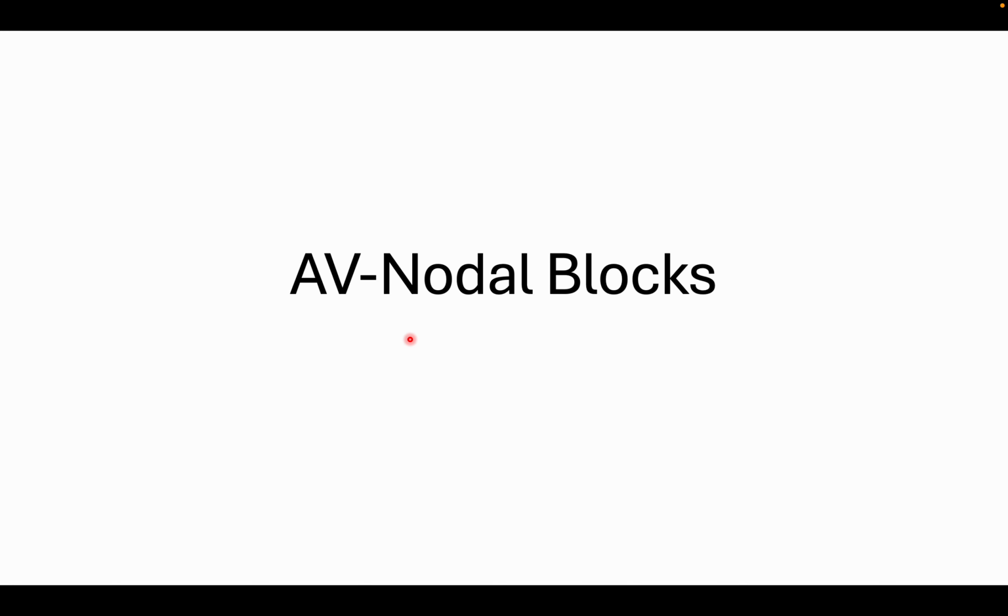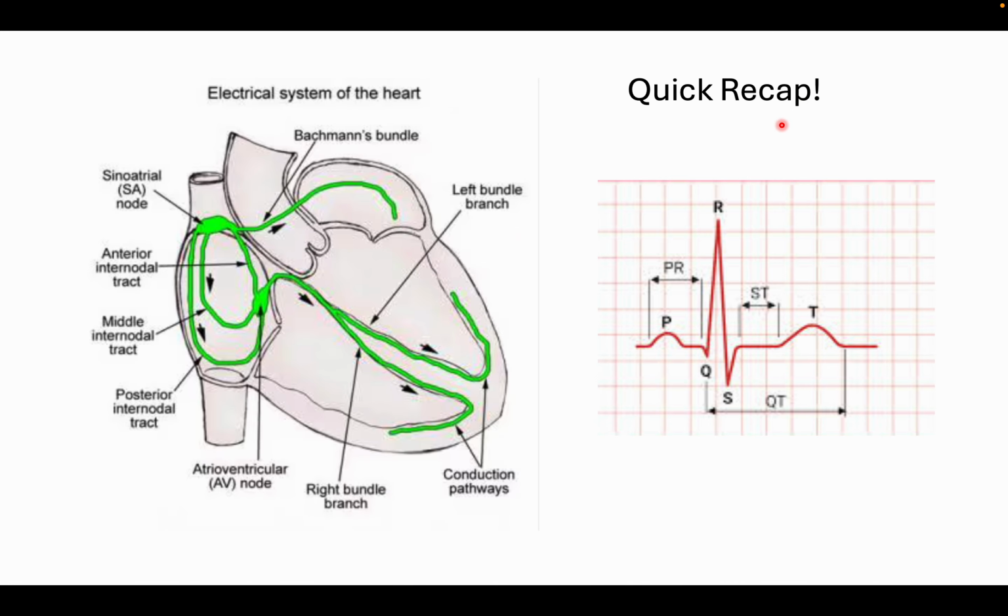Today we'll be going through AV nodal blocks. So just a quick recap of the electrical conduction system. The signals of the heart start at the sinoatrial node, which depolarizes and sends its action potential down the atria, depolarizing them, forming our P wave. That signal then reaches the atrioventricular node, which holds onto that action potential, forming a physiological delay, which is represented by our PR interval, which is measured from the start of the P wave to the beginning of the QRS.